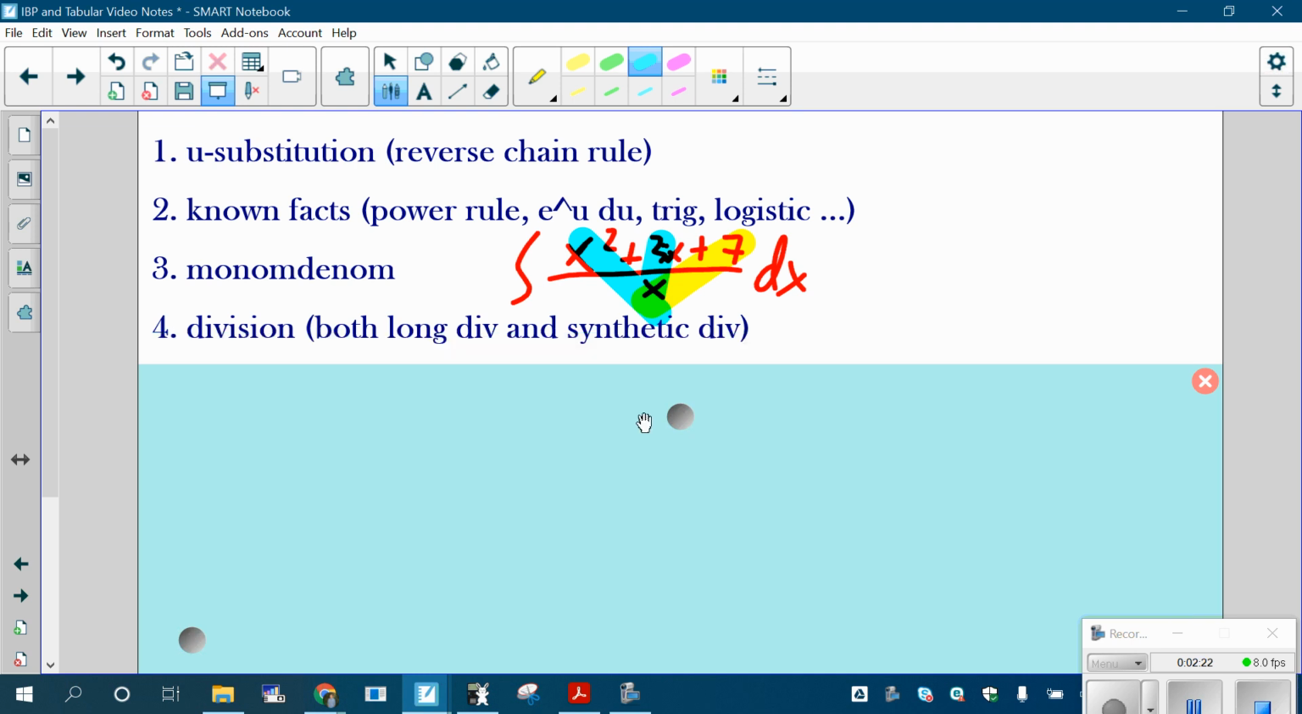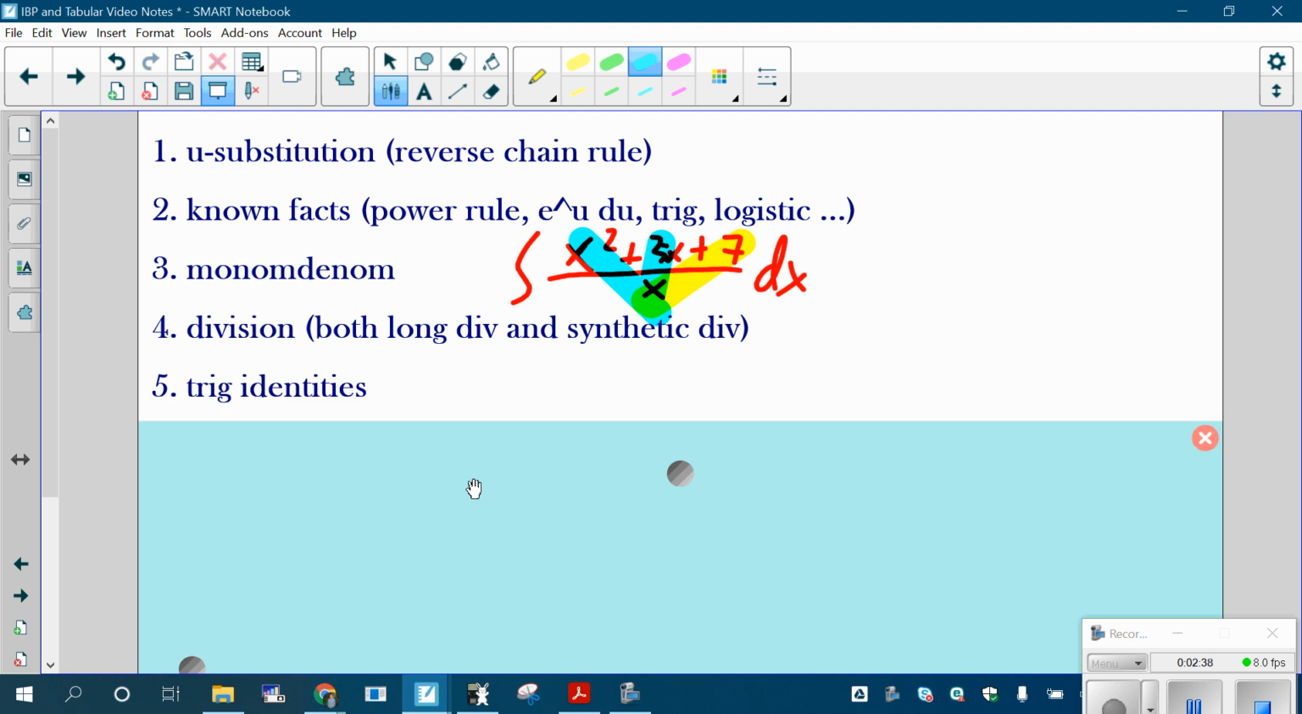Remember division. When you have a polynomial divided by a polynomial, you can use long division or, in some cases, synthetic division to rewrite it in a way that you can then do the integral. Both of these are rewriting techniques. Trig identities. I know we didn't focus on that, but with the polar area thing, we were integrating cosine squared by using a power reducing formula, a rearranged double angle formula.